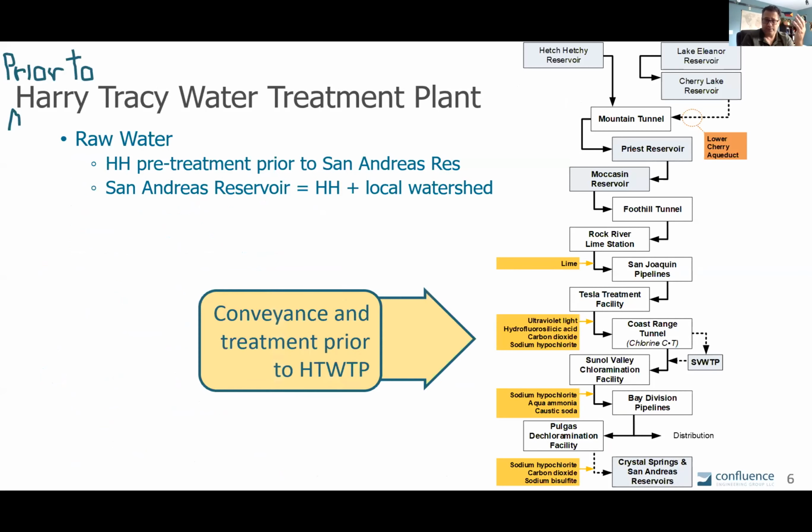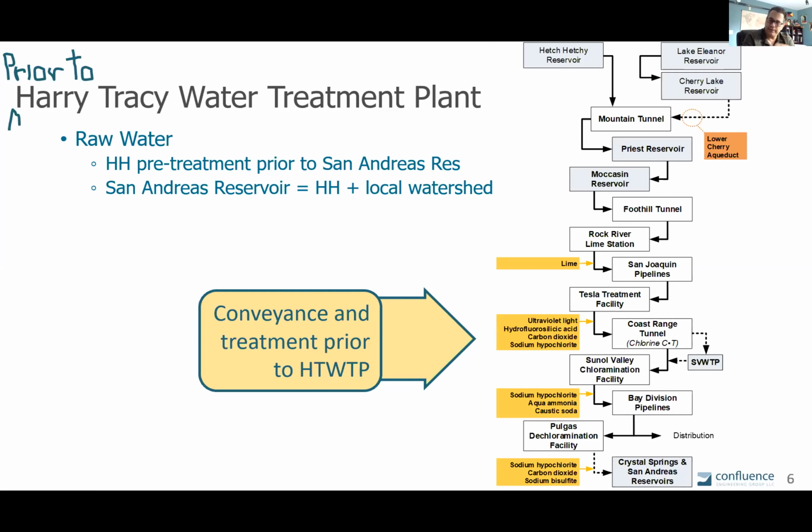The vertical process flow that you see on the right-hand side is everything that happens prior to getting to the Harry Tracy plant. I thought it was important to show this. There are a lot of tunnels and pipelines, but you see the orange boxes there. There's a bit of treatment as well: pH, alkalinity, UV, fluoride, chlorine, and ammonia treatment, because a lot of that conveyance is unfiltered water that goes out into the distribution system.